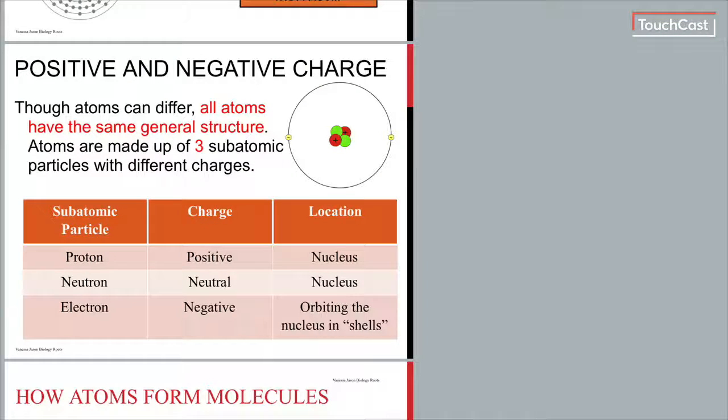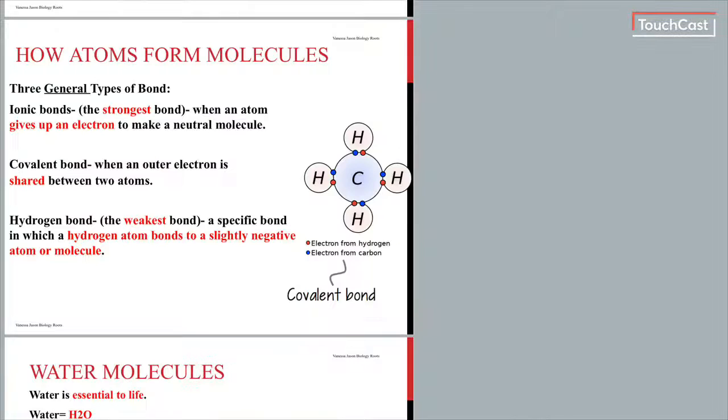Each atom is composed of 3 different things. So, although the atoms are different, all atoms have the same general structure. And atoms are made up of 3 subatomic particles with different charges. They are made up of protons with a positive charge located in the nucleus, neutrons with a neutral charge also located in the nucleus, and electrons with a negative charge. And those aren't in the nucleus, but orbiting in shells outside of the nucleus.